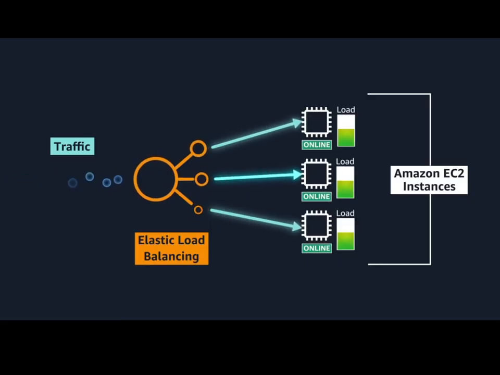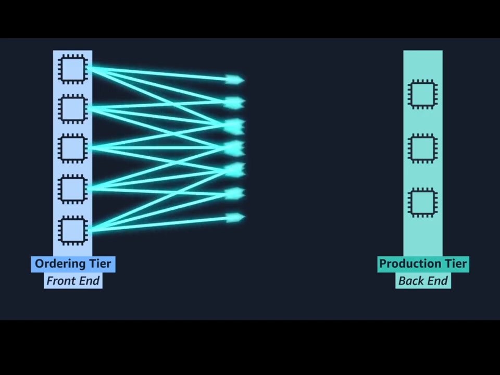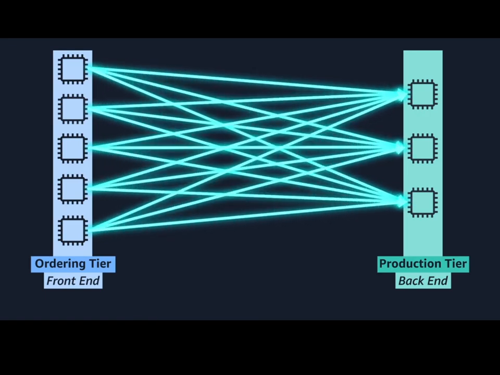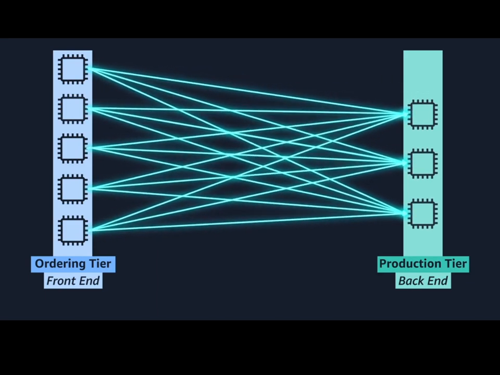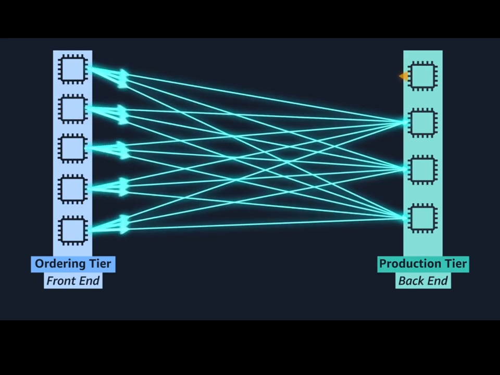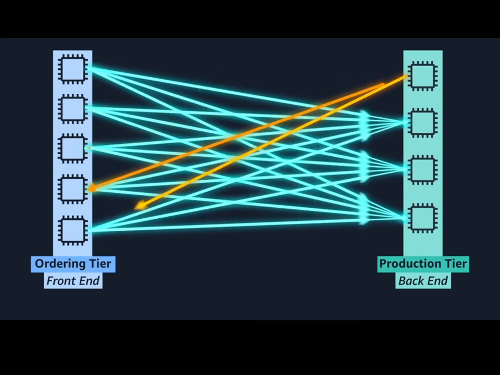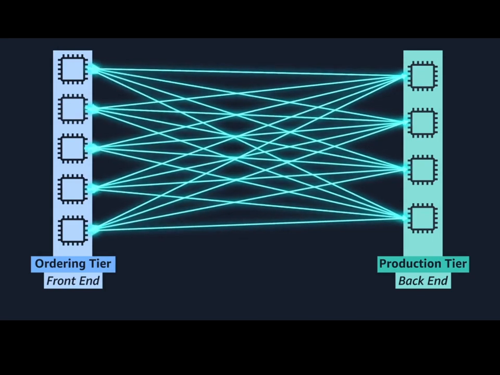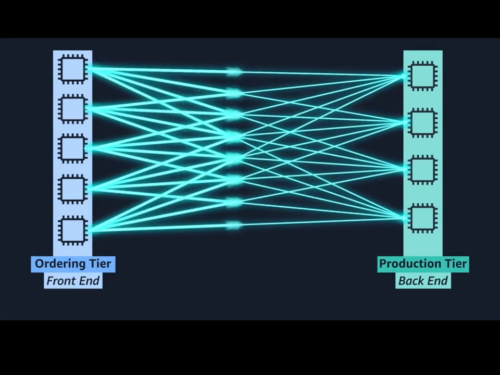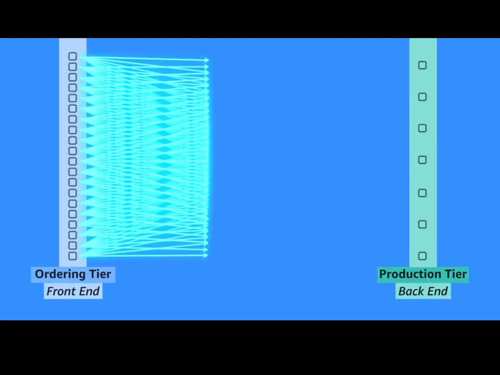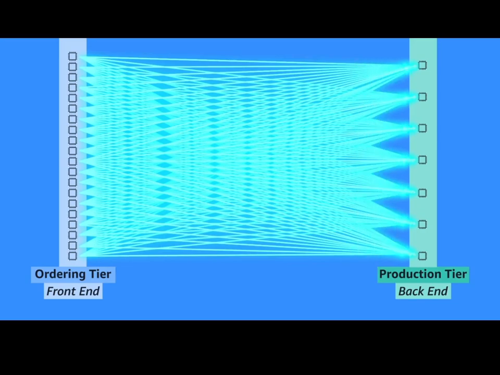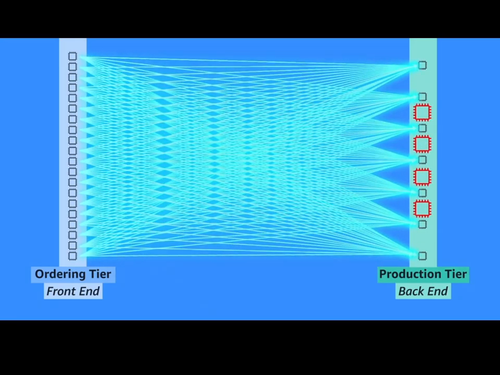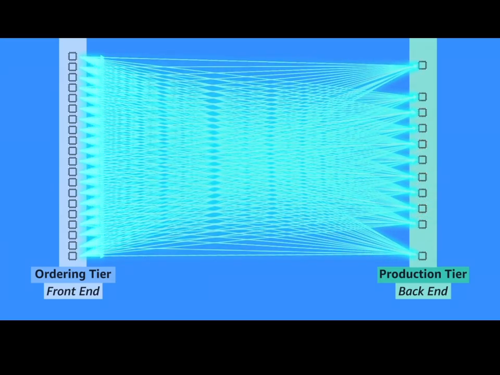ELB is not only used for external traffic. Let's look at the ordering tier and how it communicates with the production tier. Right now, each front-end instance is aware of each back-end instance. And if a new back-end instance comes online in this current architecture, it would have to tell every front-end instance that it can now accept traffic. This is complicated enough with just half a dozen instances. Now imagine you have potentially hundreds of instances on both tiers, each tier shifting constantly based on demand. Just keeping them networked efficiently is impossible.